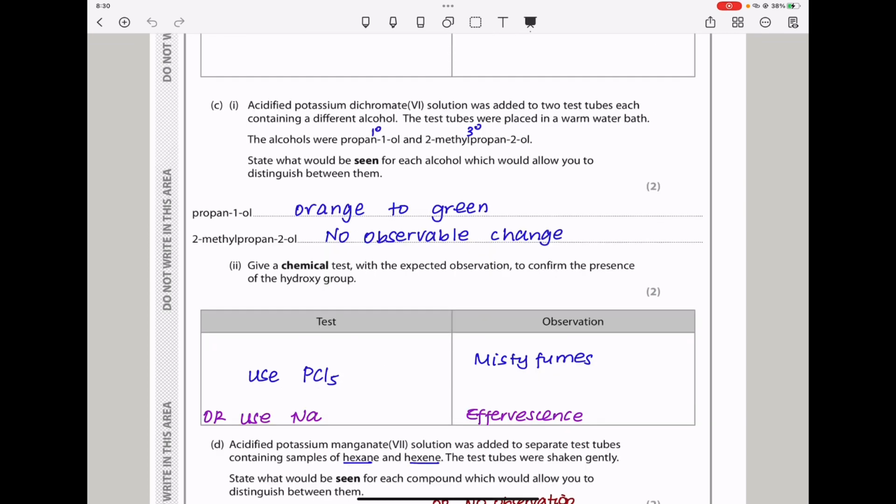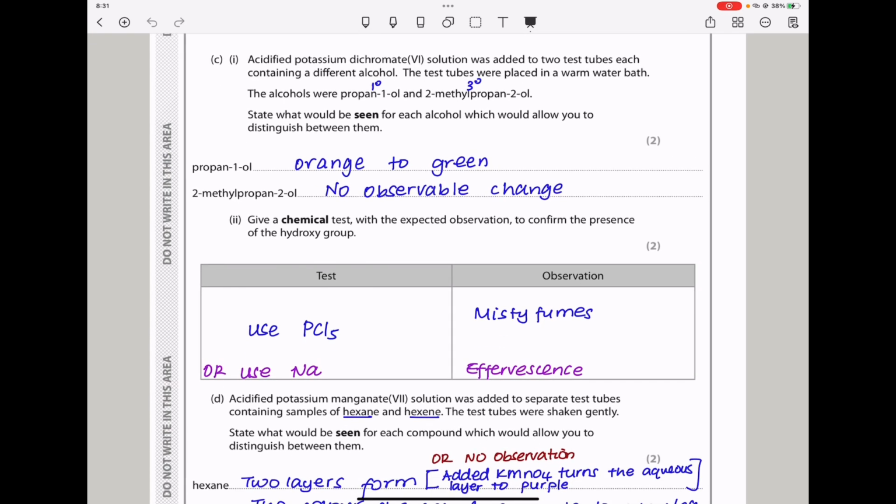The next part says, give a chemical test with the expected observation to confirm the presence of a hydroxy group. A hydroxy group can be confirmed using PCl5. When we use PCl5, misty fumes are going to be observed. And when we use sodium, effervescence is going to be observed. Now, in some questions, they'll ask you to write the equations for this reaction. So I want to try to give you an example here.